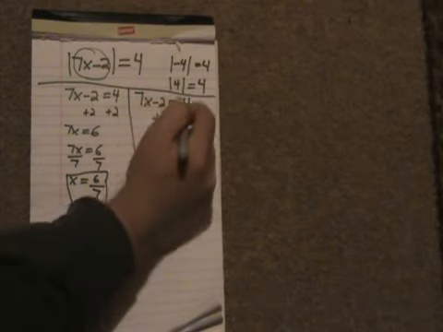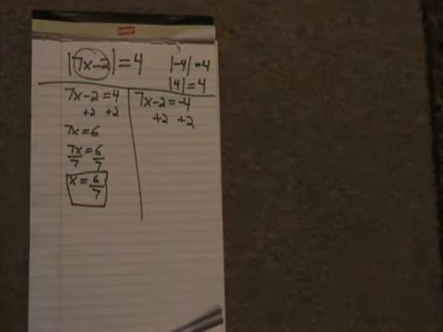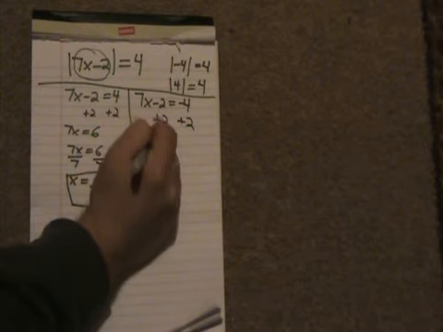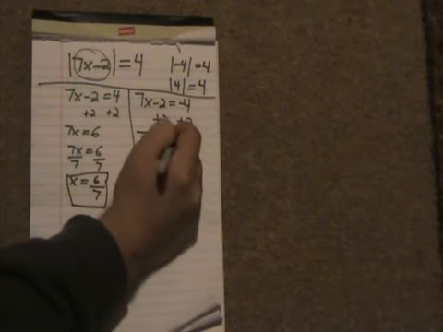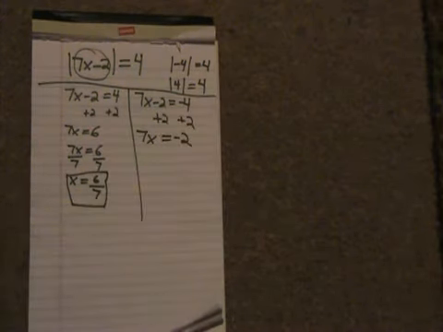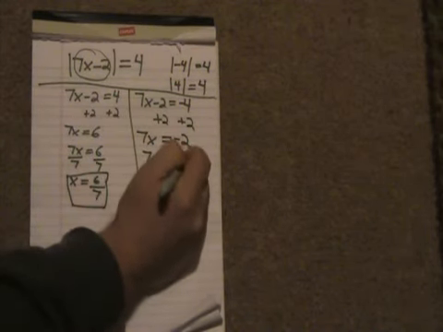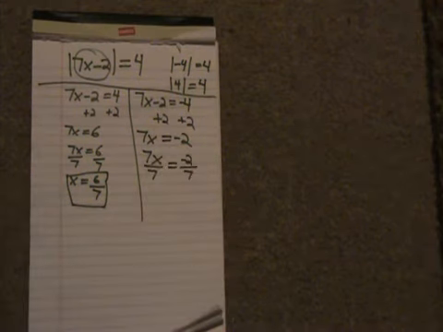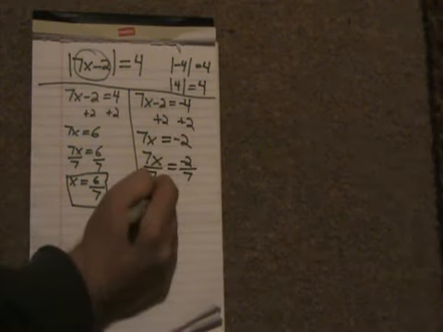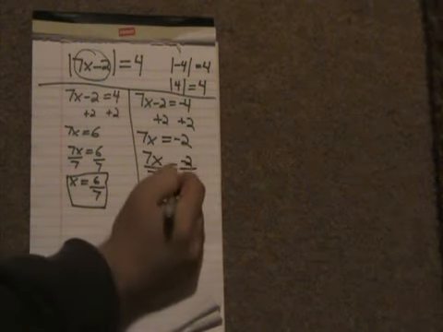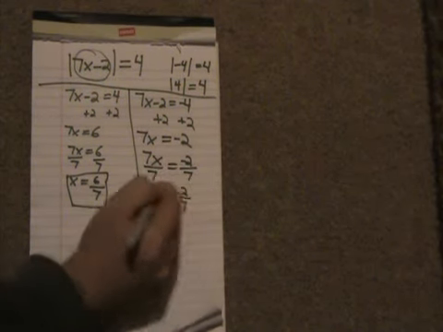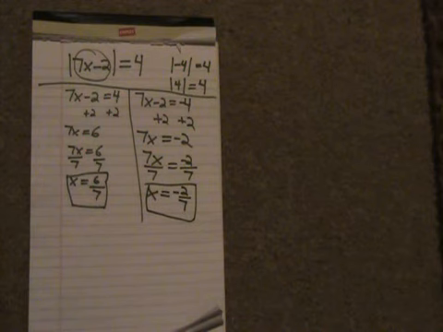And over here I'll add 2 to both sides as well. If I add 2 to both sides, I get 7x equals a negative 2. And if I divide both sides by 7, I cancel out on the left, I end up with x, and I end up with negative 2/7 for the other answer. So your answers are positive 6/7 and negative 2/7.